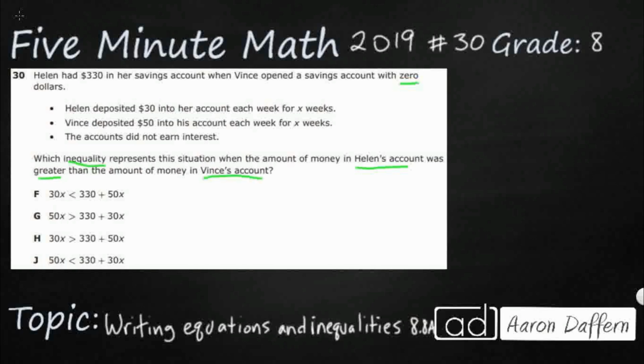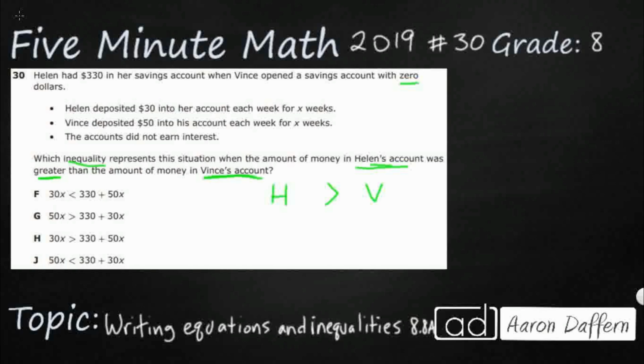So we're going to start with that as just our basic inequality. Helen's needs to be greater than Vince's. So H is greater than V. That's what we're looking for, because that's exactly what we say here: Helen's account is greater than Vince's account. Now let's start plugging some of those things in.